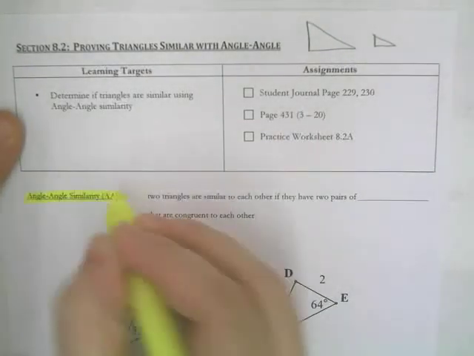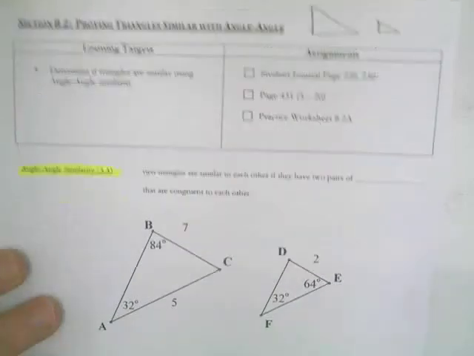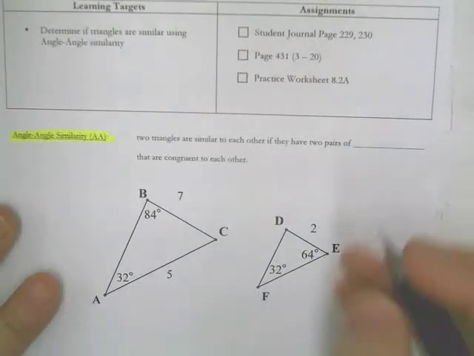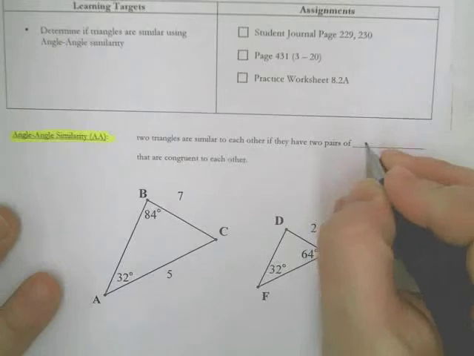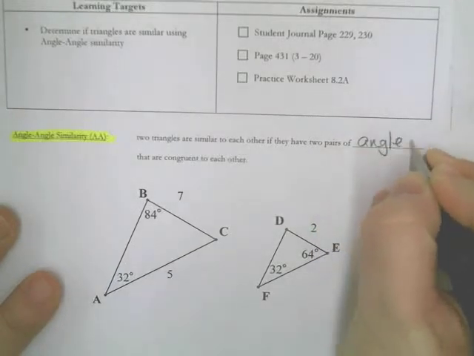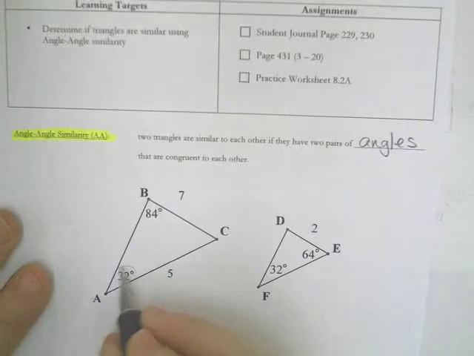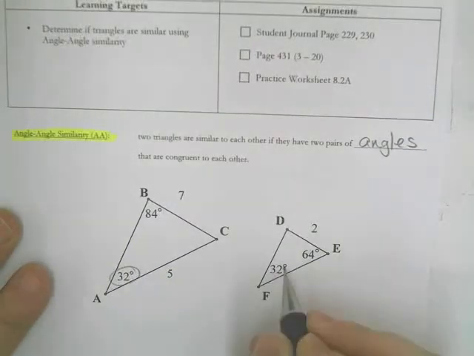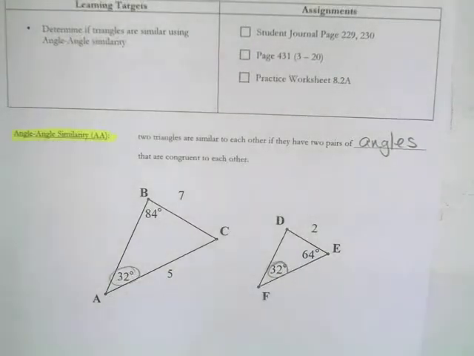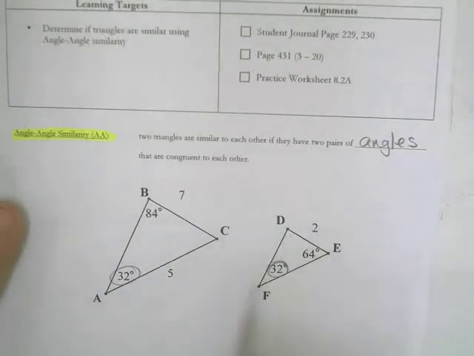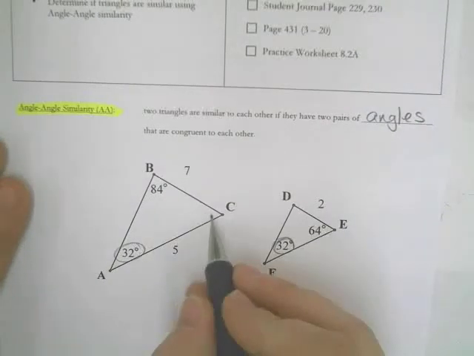Okay? So two triangles are similar if they have two pairs of angles that are congruent to each other. Well, right now I have this one angle and this one. But now I need to see if I have another one. Well, what you need to do is you need to find the missing angle C or the missing angle D. Doesn't matter which one. I'm going to start off by finding angle C.